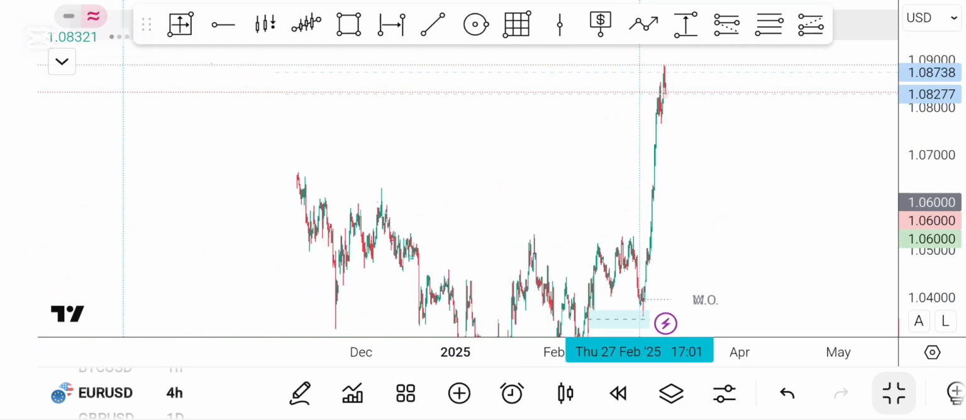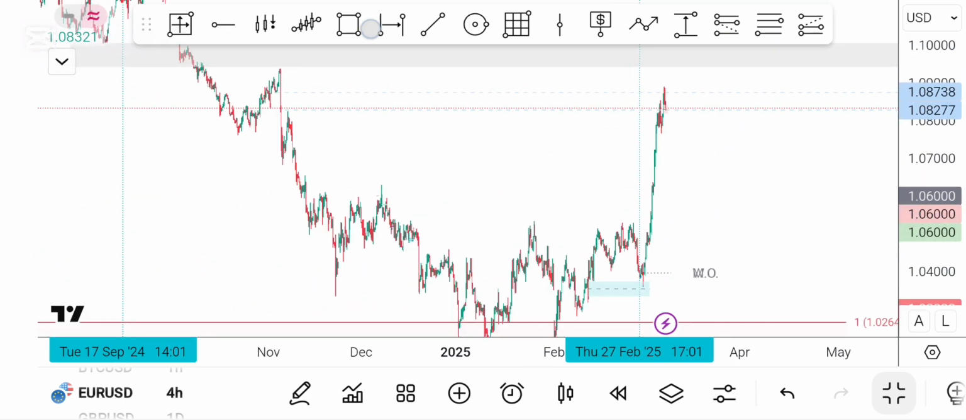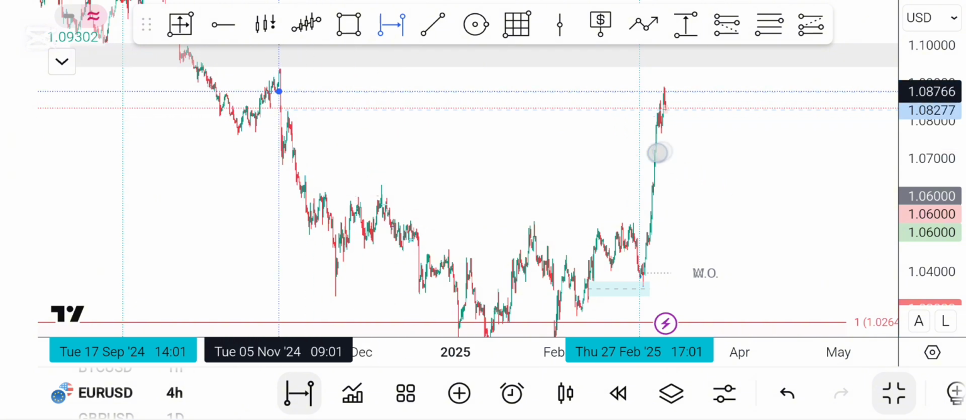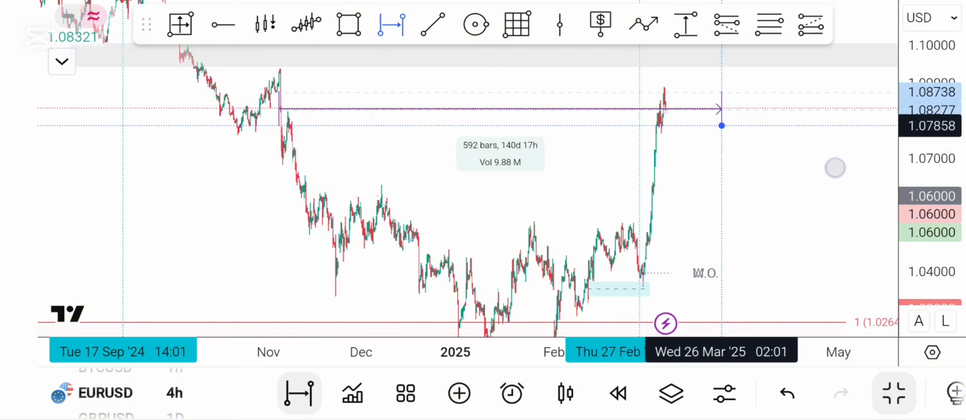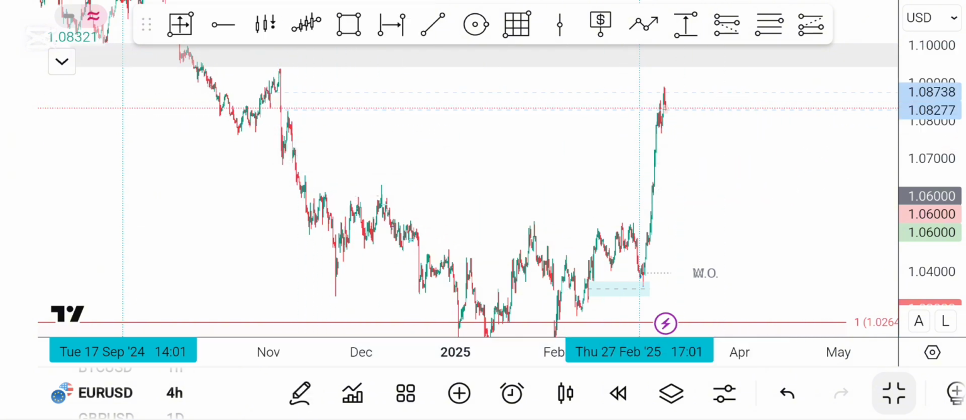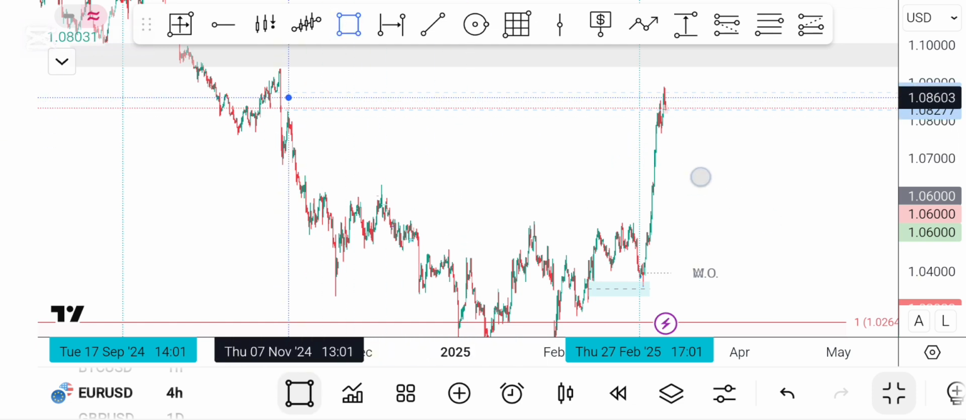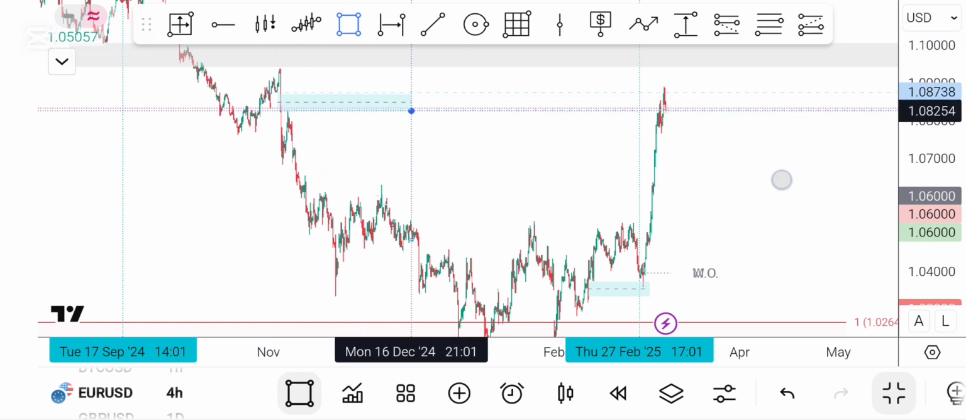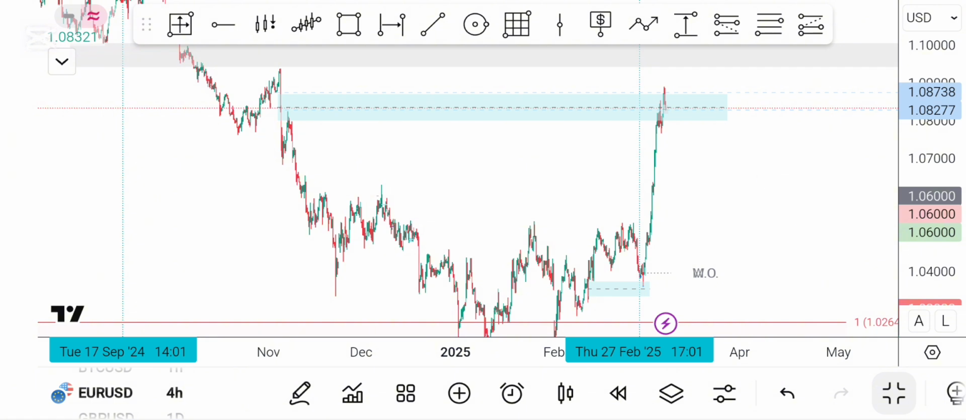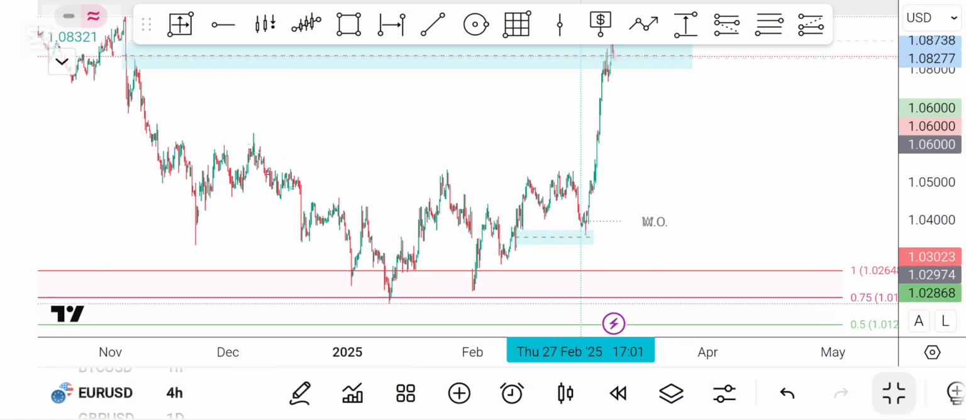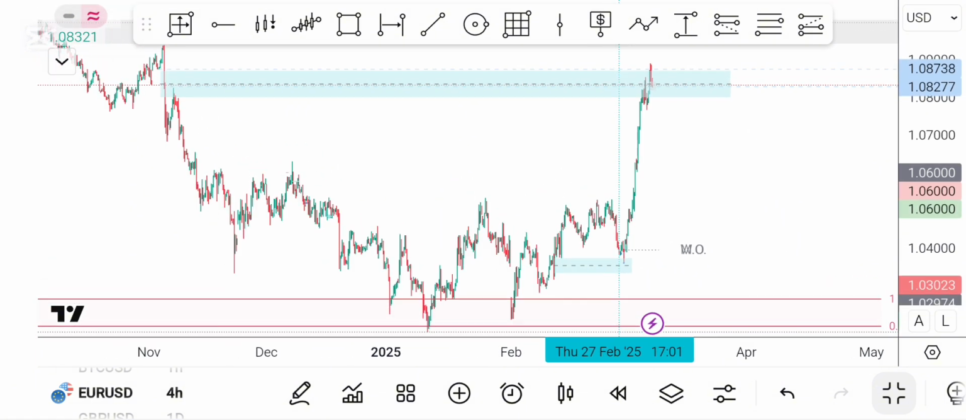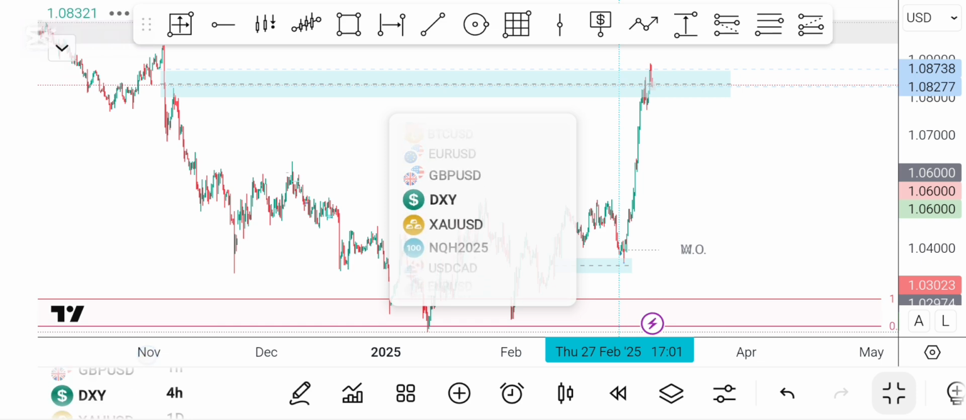Into the key PD array that I have outlined, the daily fair value gap right here and the daily bullish order block that is resting above here. I hope you are able to follow along with what I've been explaining. Now we are going to go straight to pound dollar, and we are going to do a market breakdown as well. So let's switch to pound dollar and see what happens.